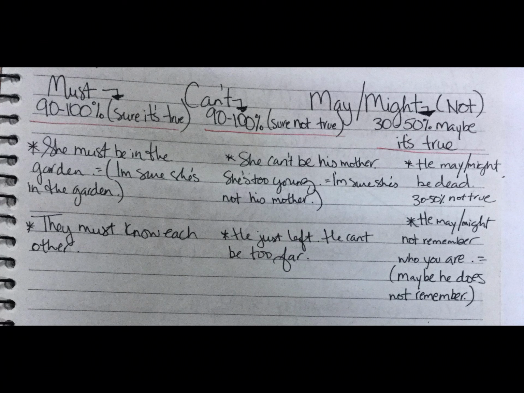And then when we use may and might, it's 30 to 50%. Maybe it's true, maybe not. It means half. He might be dead, we don't know. Like 30 to 50% not true. It means it's not certain, 50% yes, 50% no, we don't know. He might not remember who we are, and maybe he does not remember. So we have to know that may and might mean 30 to 50%. Maybe it's true, it's not certain.